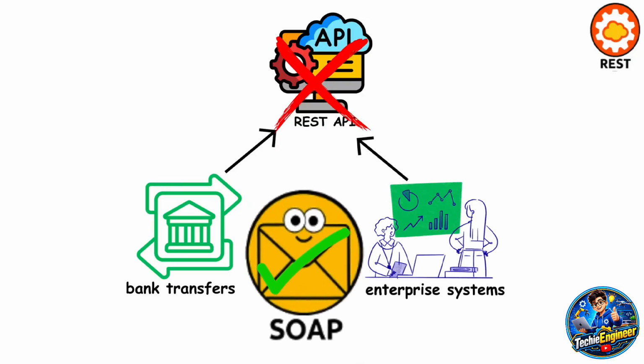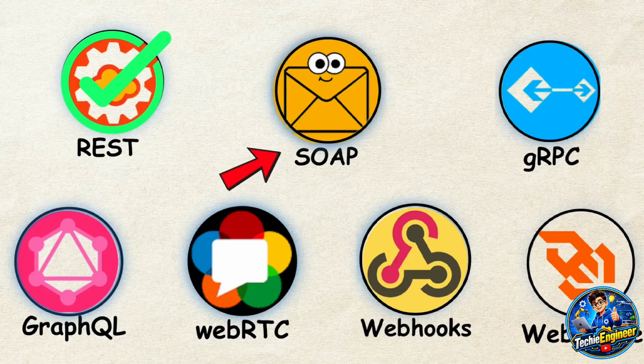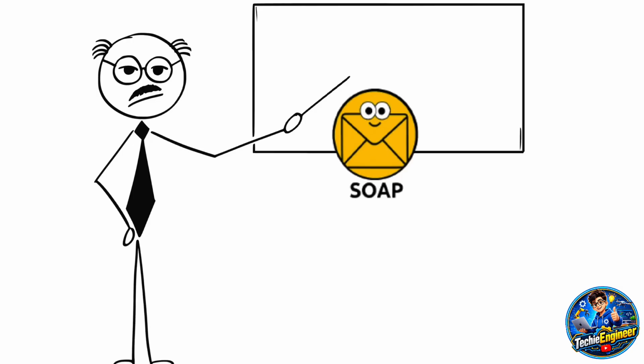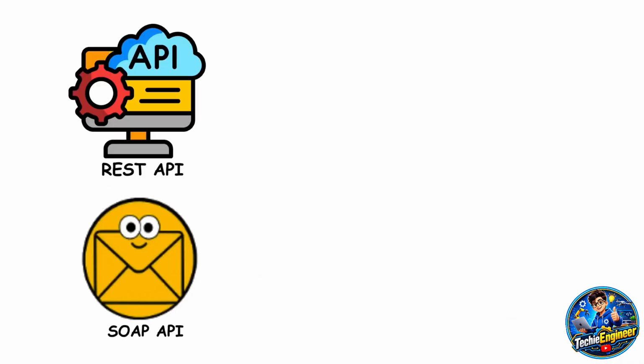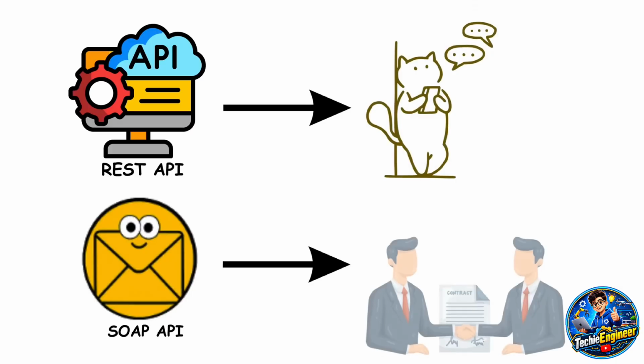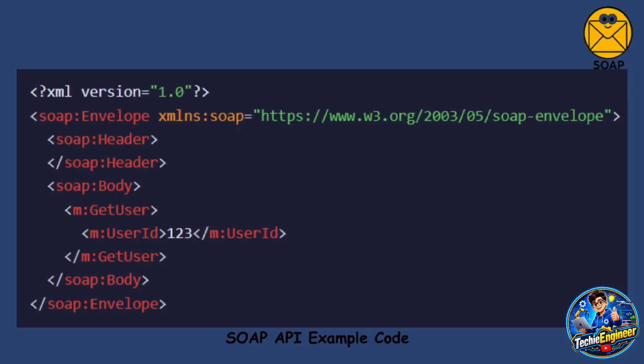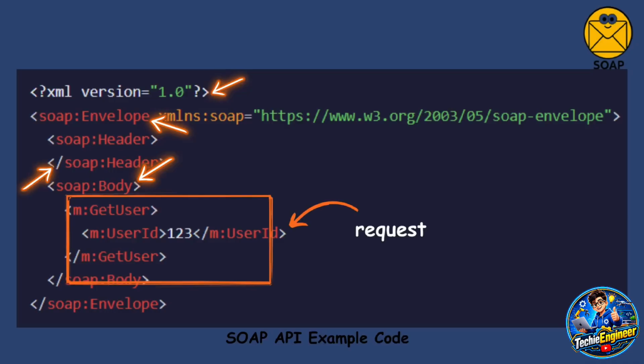That's where SOAP API comes in. SOAP, or Simple Object Access Protocol, is one of the oldest and most formal ways that systems communicate with each other. If REST is like a casual phone call, SOAP is more like a formal business contract. Every message must follow strict rules and comes wrapped in XML with a very specific structure: an envelope to wrap everything, a header for metadata, and a body that holds the actual request or response.